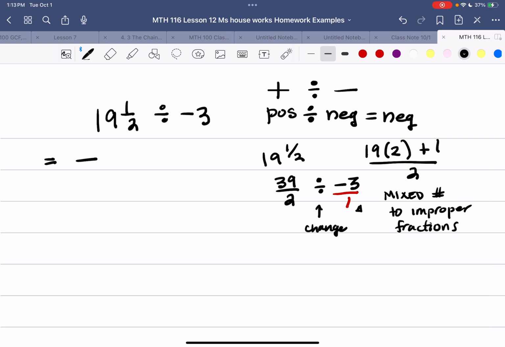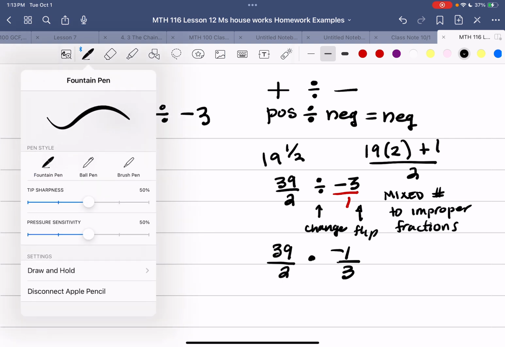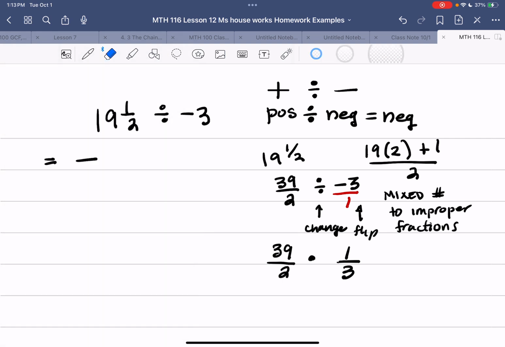Change that, flip that. So I've got 39 over 2 times -1 over 3. And it really doesn't matter where that negative ends up. Okay? You can put it in the top with a -1. You can put it even with the bar, which is really the most desirable. Or you can put it down here in the bottom. It doesn't matter. Because remember, you got a positive. Now it's times a negative, so it's going to be a negative.